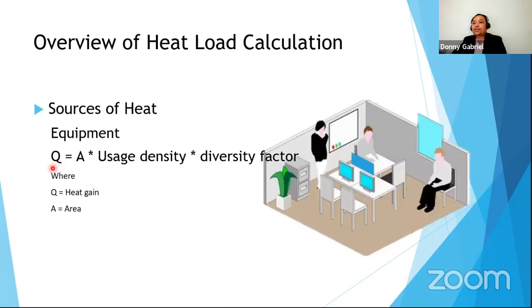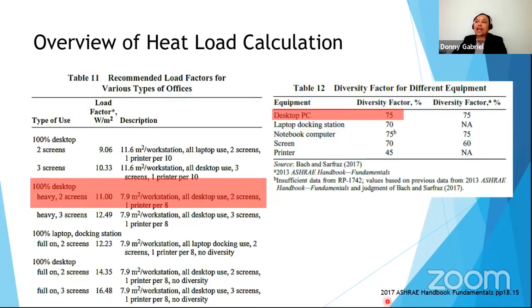We use the formula Q is equal to A times usage density times diversity factor. Okay. Where Q is your heat gain, A is your floor square footage or your floor area, and usage density and diversity factor are self-explanatory. Where can we find the values that we are going to substitute for this one? The values can be found at ASHRAE. So I'm using ASHRAE 2017 Fundamentals Handbook. Okay, table 11.